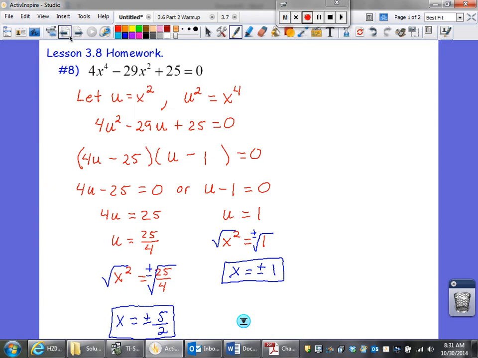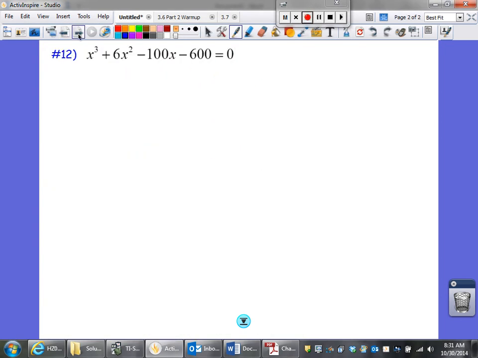Okay, so I'm going to go ahead and fast forward now to the next problem, which is number 12. On number 12, again, we're going to be solving analytically, and I am going to be looking at this and analyzing how many terms we have. It looks like we have 4 terms. A lot of times we get 4 terms. You got to think factor by grouping, because you got to solve. We got 3 zeros that we have to find in this particular question.